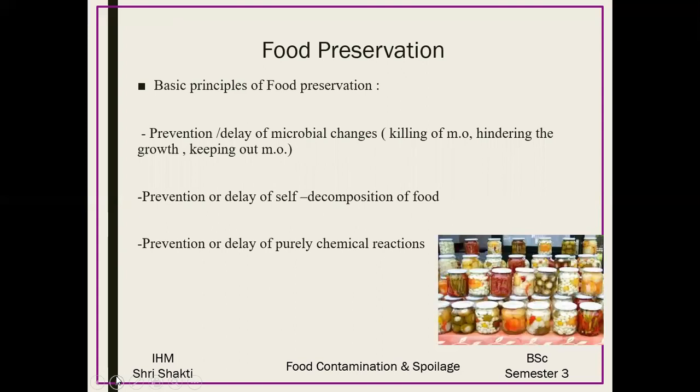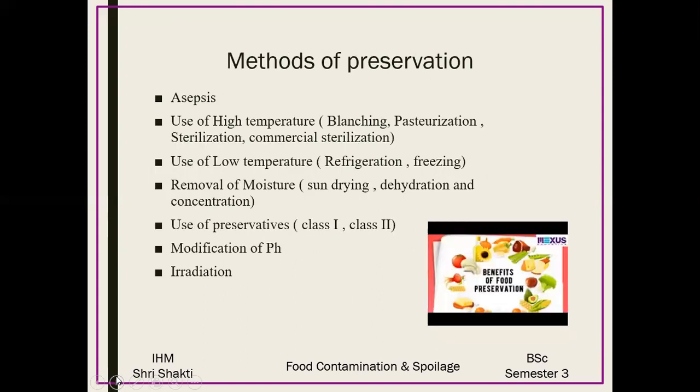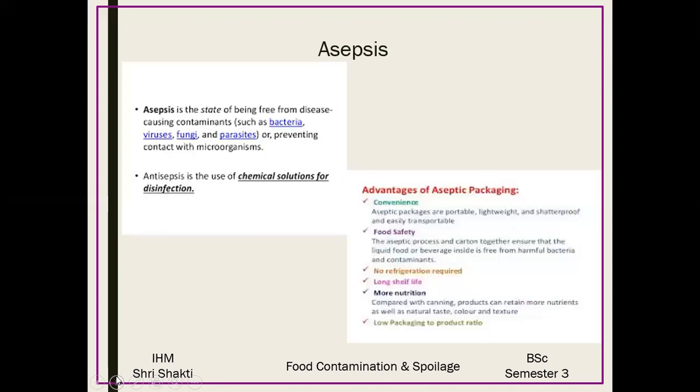So, preservation methods. There are 7 different types of preservation methods. First is asepsis. Second, use of high temperature. Third, use of low temperature. Fourth, removal of moisture. Fifth, use of preservatives. Sixth, modification of pH. And seventh, irradiation. So let's start talking about this in detail.